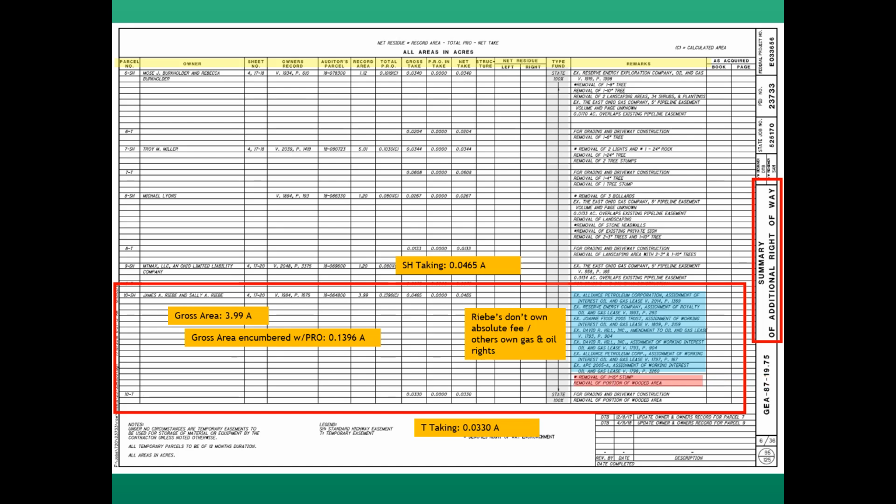The red highlight shows things that are going to be removed, and what we've got here is a stump that's going to be removed, and some natural wooded areas are going to be removed. And the yellow highlight shows what the T is for. It's for grading and driveway construction and some removal of some more wooded areas. And the temporary construction easements are for 12 months.